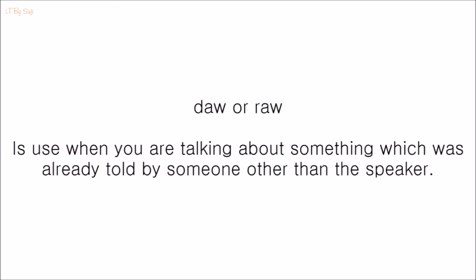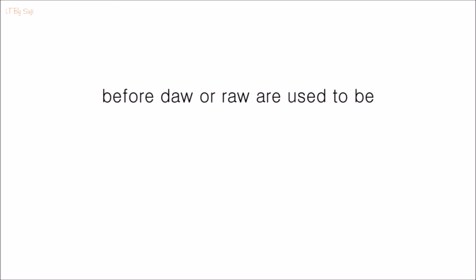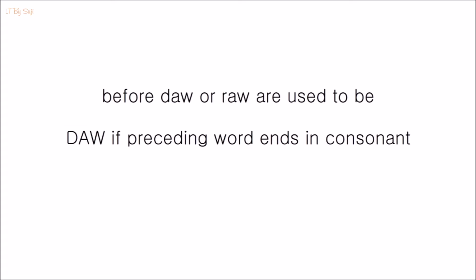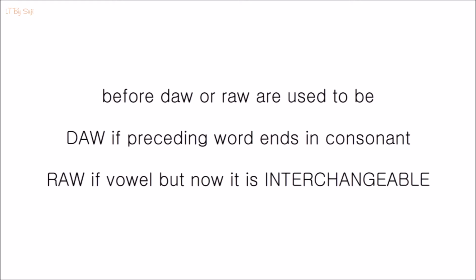Daw or raw is used when you are talking about something which was already told by someone other than the speaker. Before, daw or raw are used to be daw if preceding word ends in consonant and raw if vowel. But now, it is interchangeable.